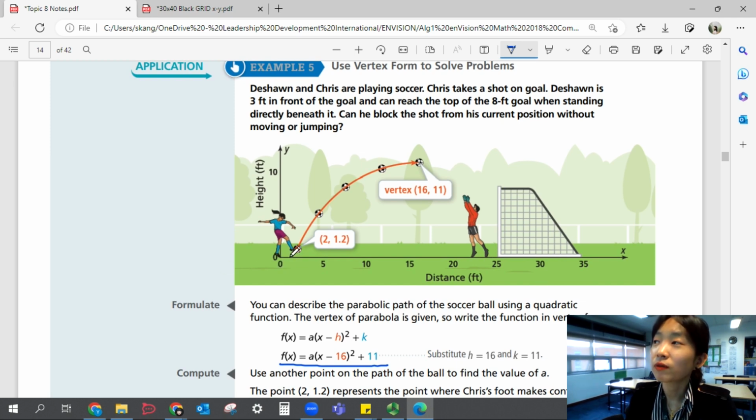Away from Chris, and he is 3 feet in front of the goal, which is at exactly 25. So 3 feet in front of the goal means 25 minus 3. That means 22, and he can reach the top of an 8 feet goal when standing directly beneath it. So that should be 8 feet. Okay, can he block it?